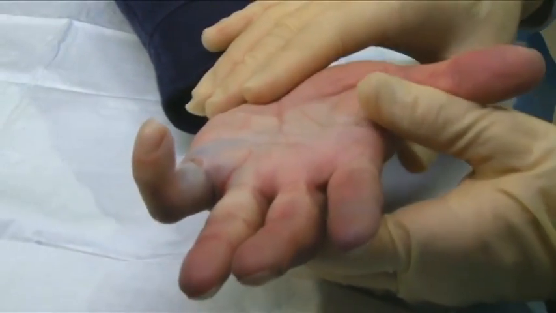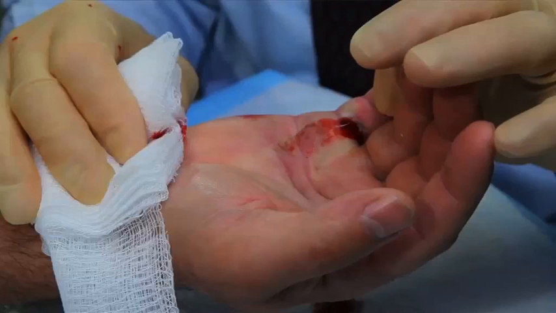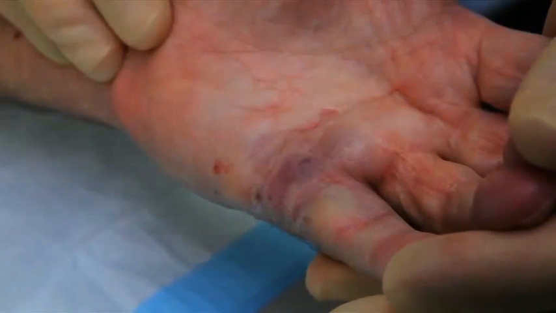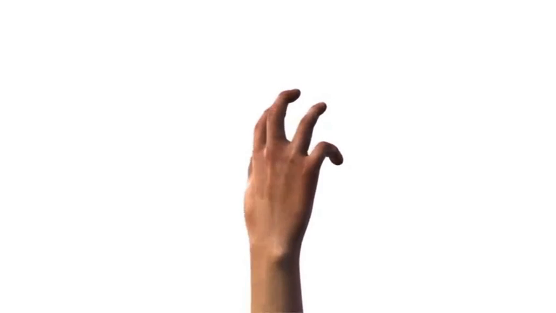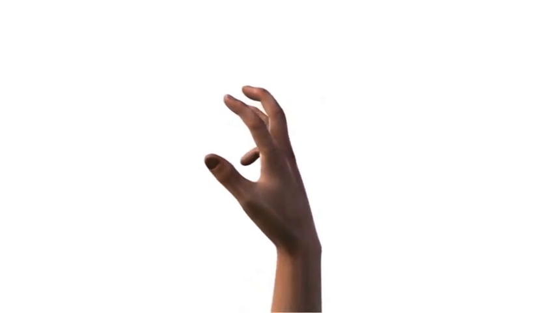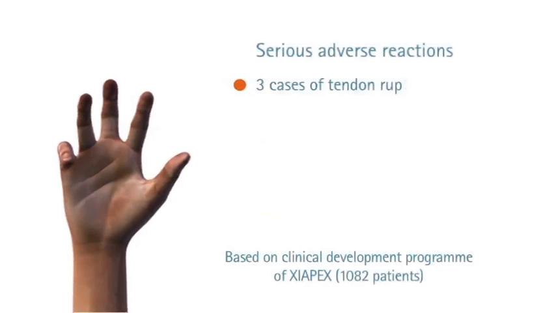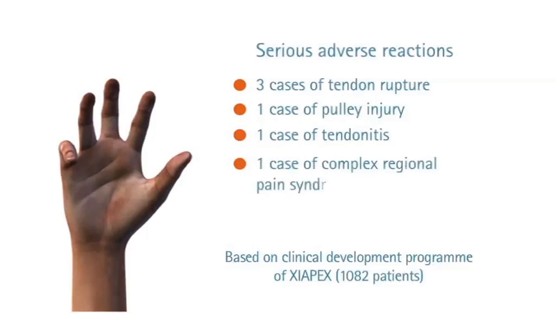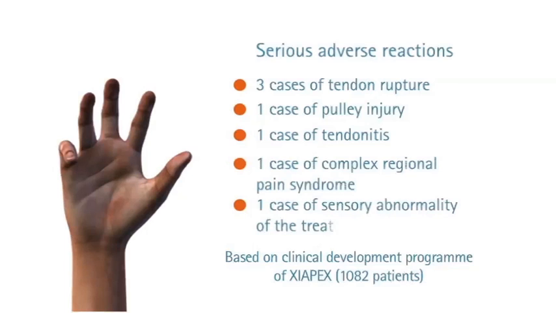Signs or symptoms that may reflect serious injury to the treated finger or hand, after injection or manipulation, should be promptly evaluated because surgical intervention may be required. The majority of serious adverse reactions reported in patients treated with Xiapex were confined to the treated hand. These included 3 cases of tendon rupture and 1 case of pulley injury. All of these above cases occurred in the treatment of cords contracting the PIP joint of the 5th finger. In addition, 1 case each of tendinitis, complex regional pain syndrome, and sensory abnormality of the treated hand occurred.